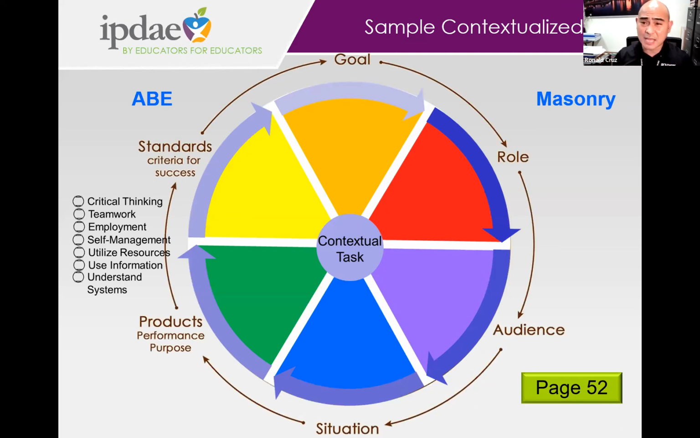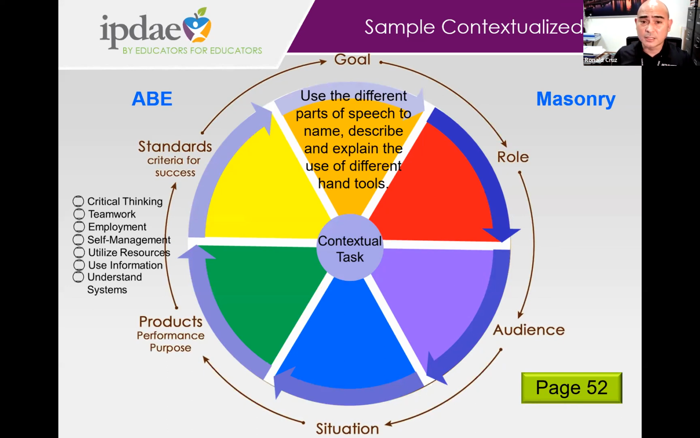But just to give you an example, let's say brick and block masonry is the career technical field that I am blending into in an IET. So here is my activity. My goal is to use the different parts of speech to describe and explain different hand tools. The role of the student will be the master mason. The audience is an apprentice, which is going to be another student that's playing that role.